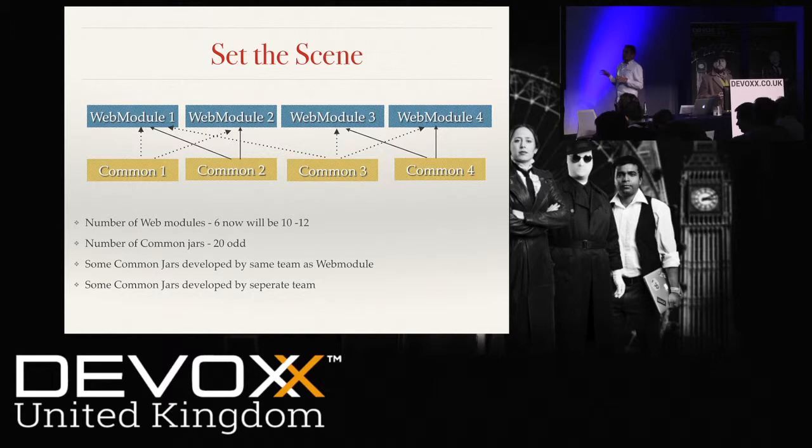Underpinning these web modules are a bunch of common components or common modules, which are essentially Java jar files, which are consumed by these web modules. Now, not all of the common jars are used by every web module. There is a subset of jars that each web module needs, and using Maven and the Maven dependency tree, web modules define the common jars that are needed by a corresponding web module.